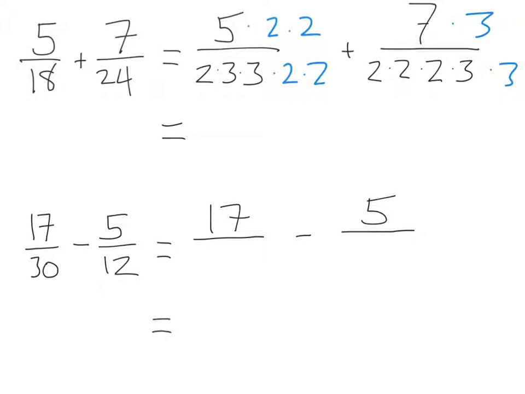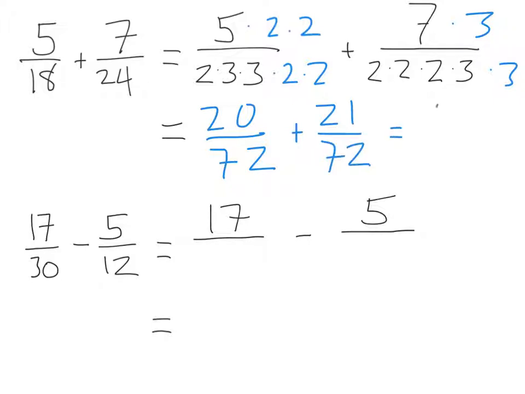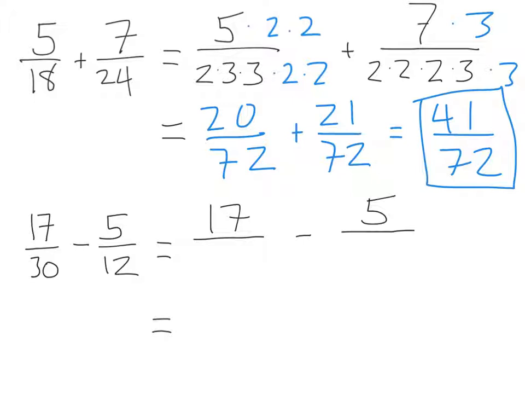So on top here we have 5 times 2, which is 20. And our common denominator ends up being 8 times 9, which is 72. Right, that's what you get if you multiply the 2's and the 3's all together. And the second fraction becomes 21 over 72. Now we have a common denominator, so you just add across the top and we get 41 over 72. And there is our answer since it doesn't factor further.